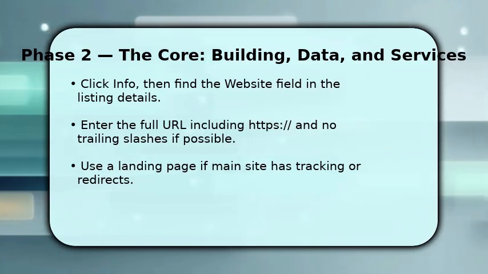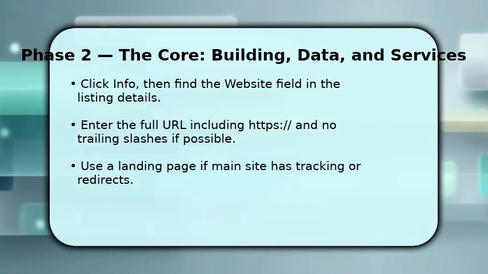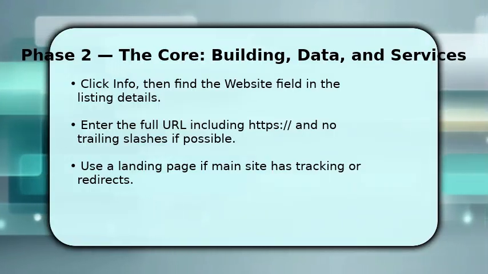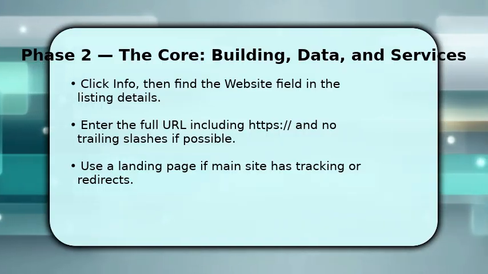If your main site uses heavy tracking, point Google to a clean landing page to ensure consistent indexing. Google prefers direct links without multiple redirects, so your change propagates faster. When finished, review the URL for typos and press Save to submit the update.